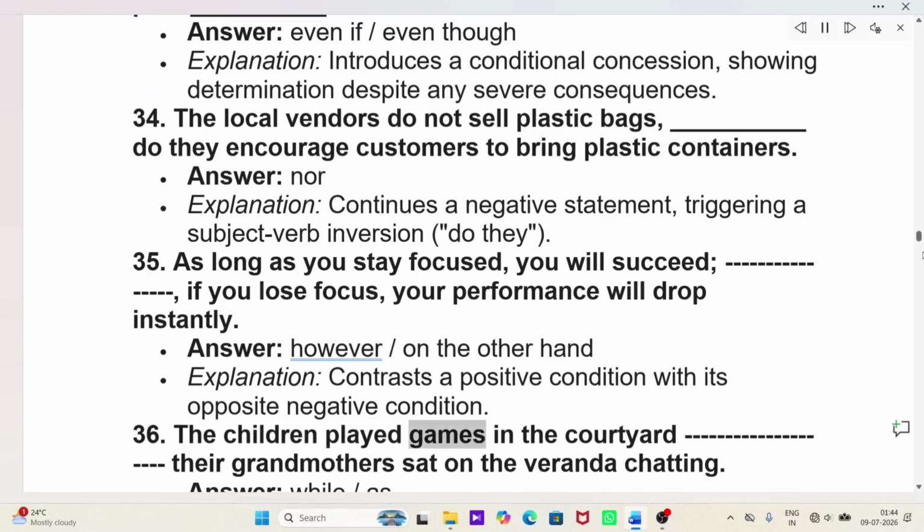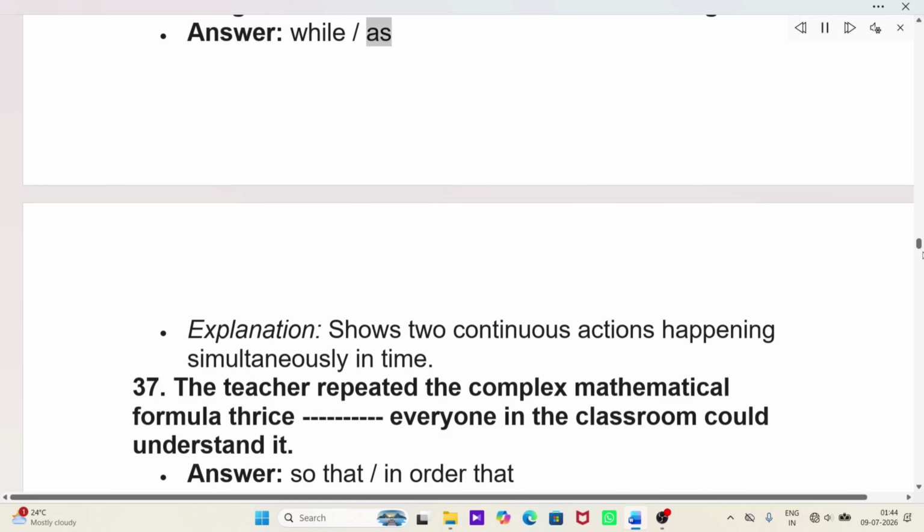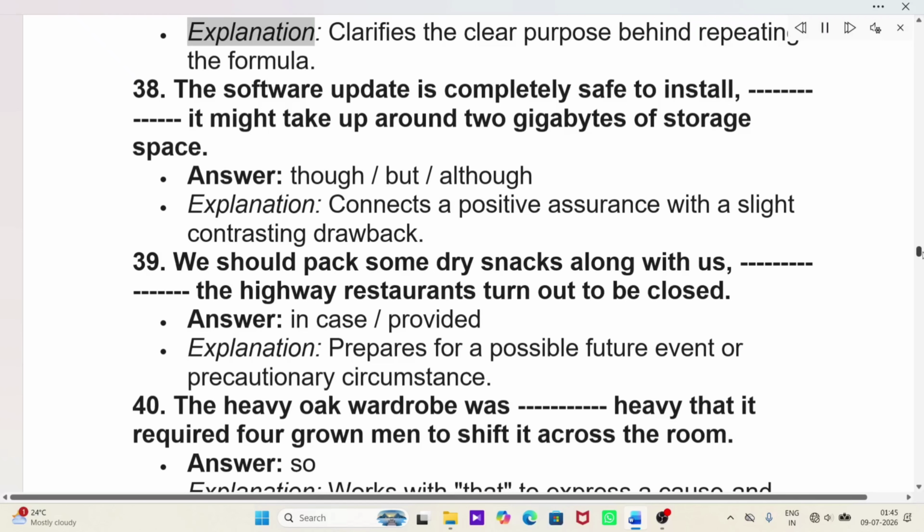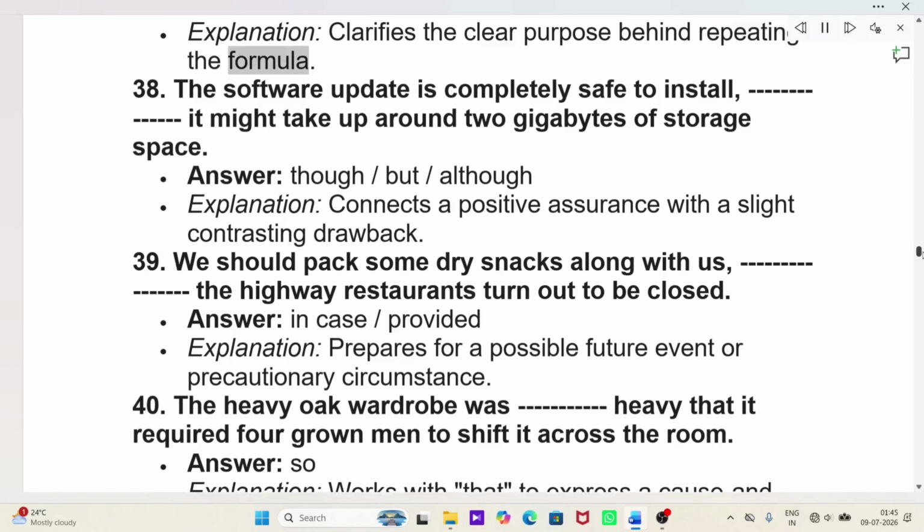36. The children played games in the courtyard ____ their grandmothers sat on the veranda chatting. Answer: while/is. Explanation: shows two continuous actions happening simultaneously in time. 37. The teacher repeated the complex mathematical formula thrice ____ everyone in the classroom could understand it. Answer: so that / in order that. Explanation: clarifies the clear purpose behind repeating the formula.